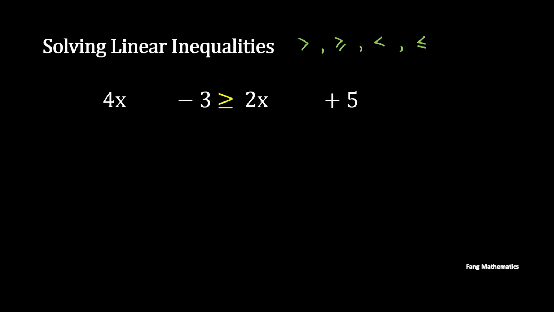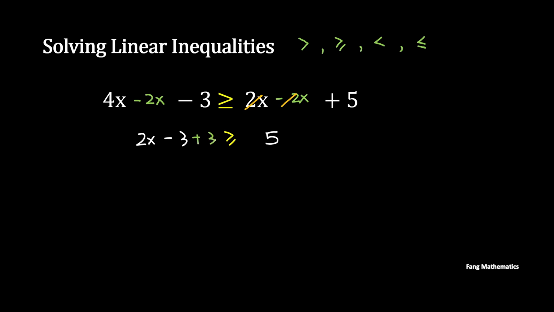The first step, we are to bring the 2x to the left. So we are to minus 2x to both sides. The right-hand side, I believe the 2x and minus 2x gets eliminated, leaving you the plus 5. On the left-hand side, 4x minus 2x gives you 2x. Bring the minus 3. The inequality, keep it unchanged, greater than or equal to. And now we are to plus 3 on both sides to remove the minus 3 here.